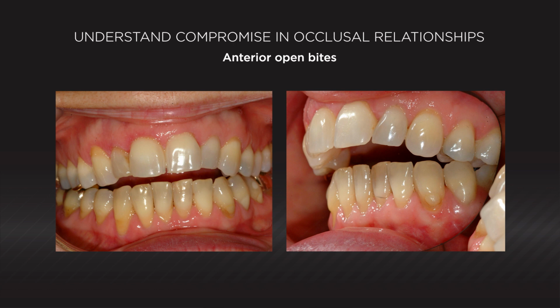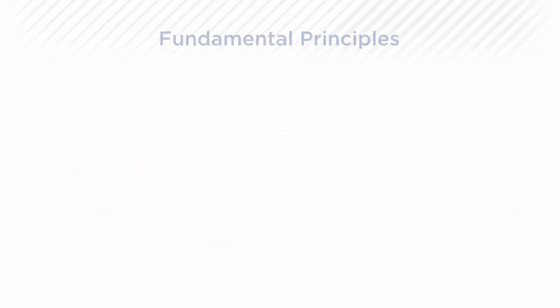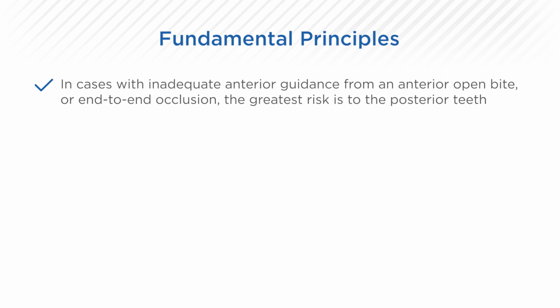Normally, the overbite provides the anterior guidance that mechanically separates, discludes, if you will, the posterior teeth. When you have an end-to-end occlusion or an anterior open bite, you typically don't have any overbite, and therefore you don't have what we'd think of as traditional anterior guidance. So with these end-to-end cases or anterior open bites, really the greatest risk typically is to the posterior teeth. Because there is no disclusion, no separation of the posterior teeth when the mandible moves, you risk doing things to back teeth, such as fracturing them, making them mobile, etc.